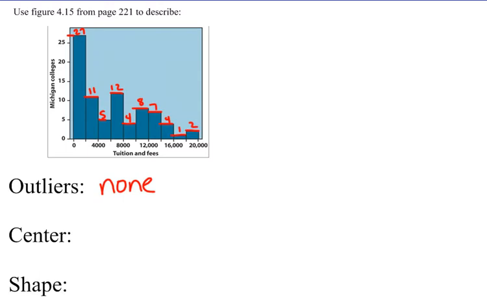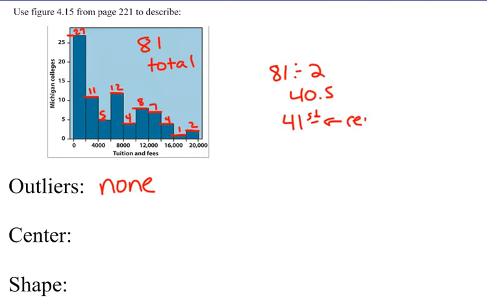So it looks like I have all those numbers. When I add those up, 27 plus 11 plus 5 plus 12, I'm going to see that I have 81 total colleges listed here. To find my center, remember your center is your median in this case. When we're talking about the center of a histogram, it's our median, our middle number. So 81 divided by 2 would be 40.5. That means my center occurs at the 41st value.